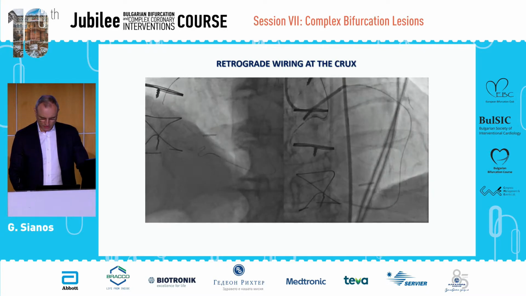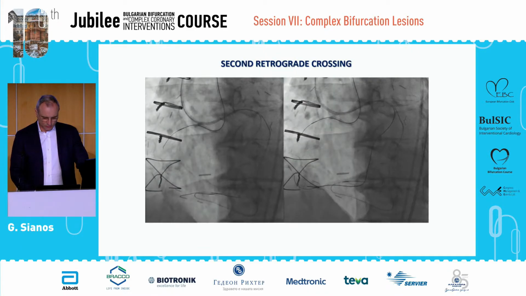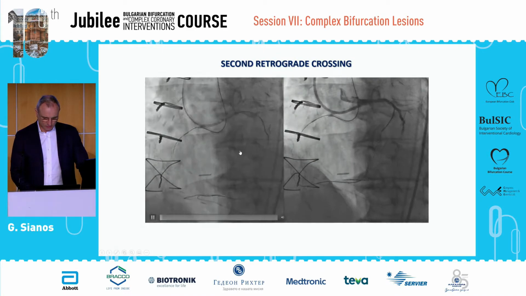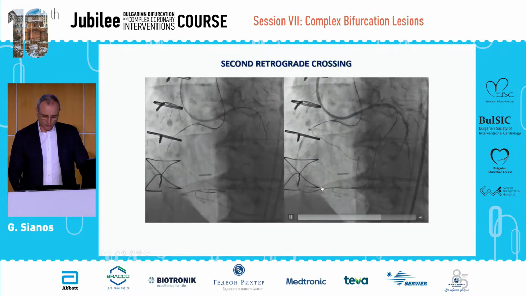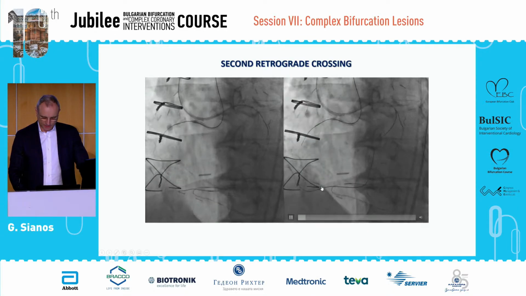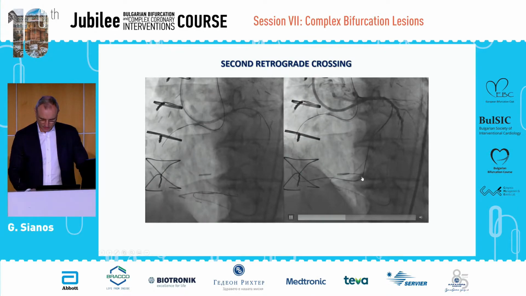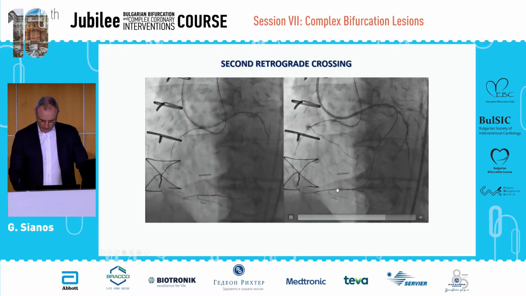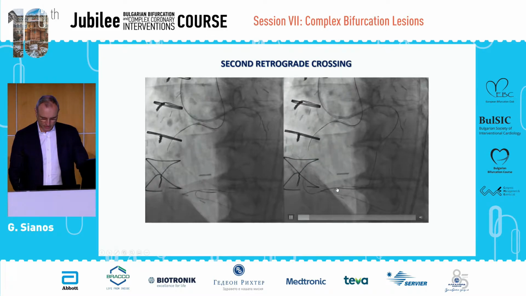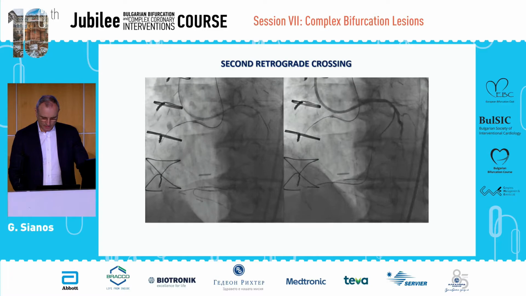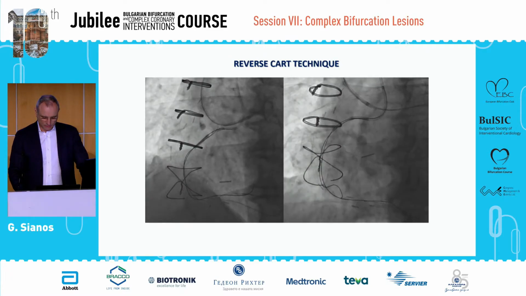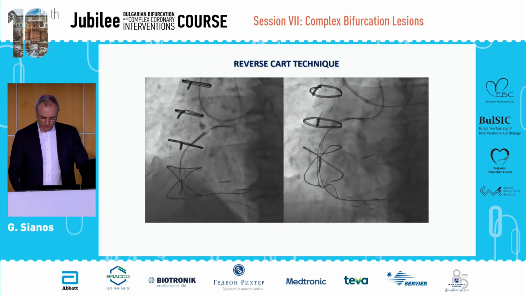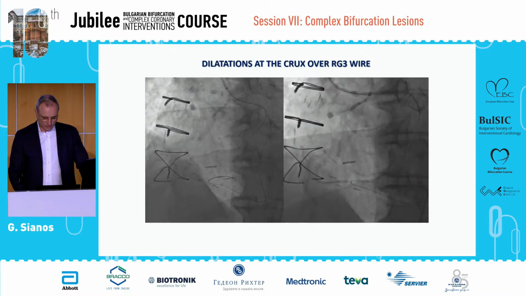The wire goes to the PLA. There was no other option, second retrograde access from another more proximal collateral. So we have to access the PLA retrogradely, and this has happened. By accessing the PLA retrogradely, the tortuous part of the PDA was actually raised. We did a typical reverse CART. We got access to the PLA. A wire was externalized and it was dilated, as you can see here, up to the point of the cracks.